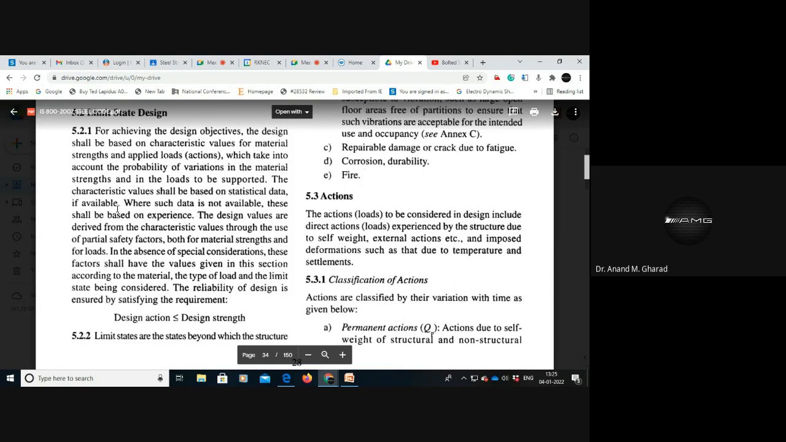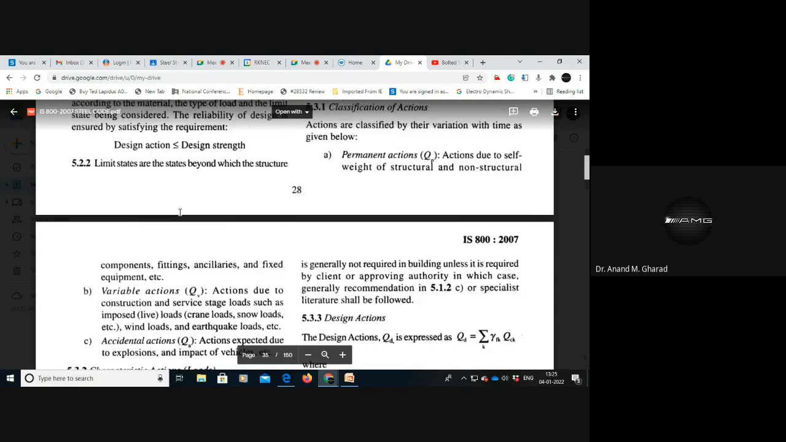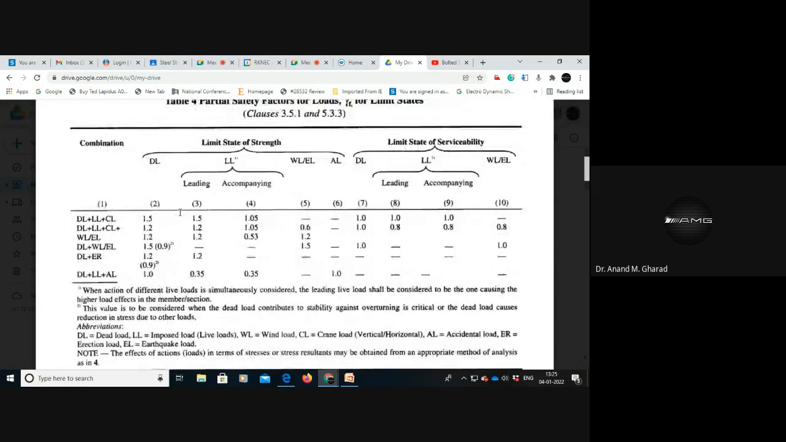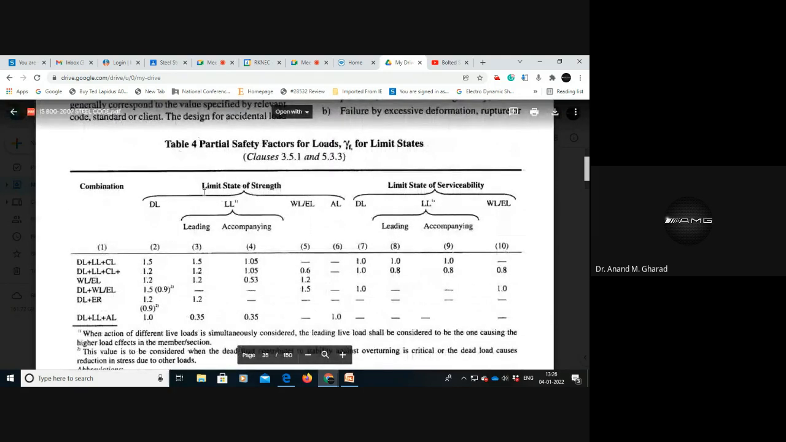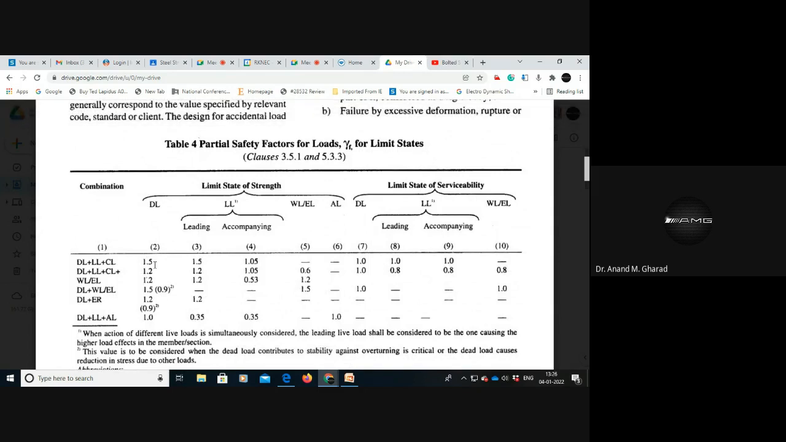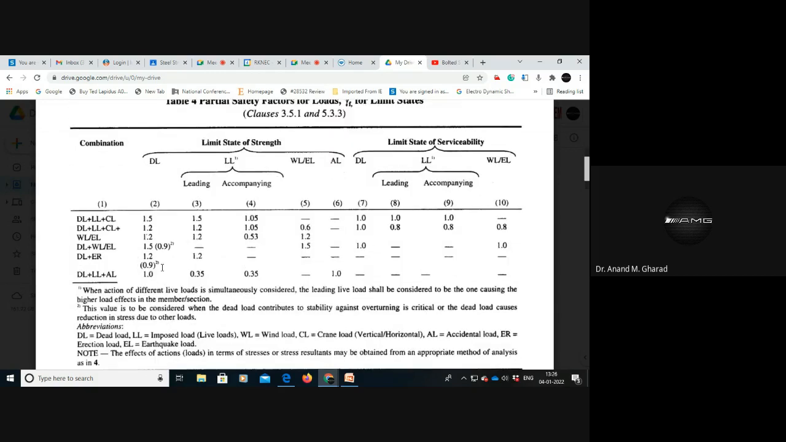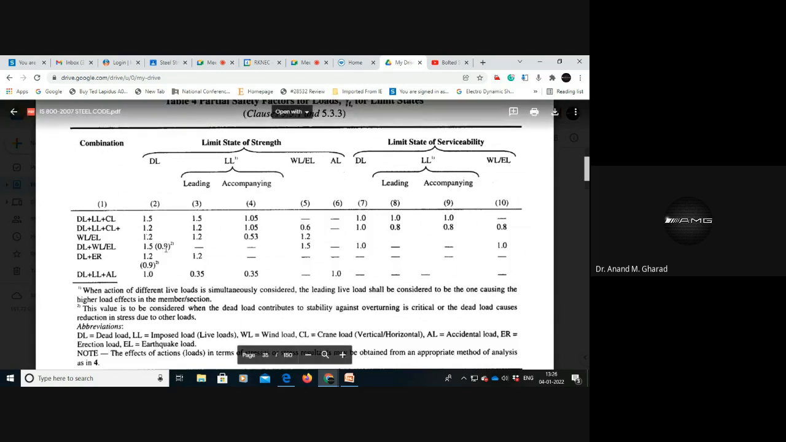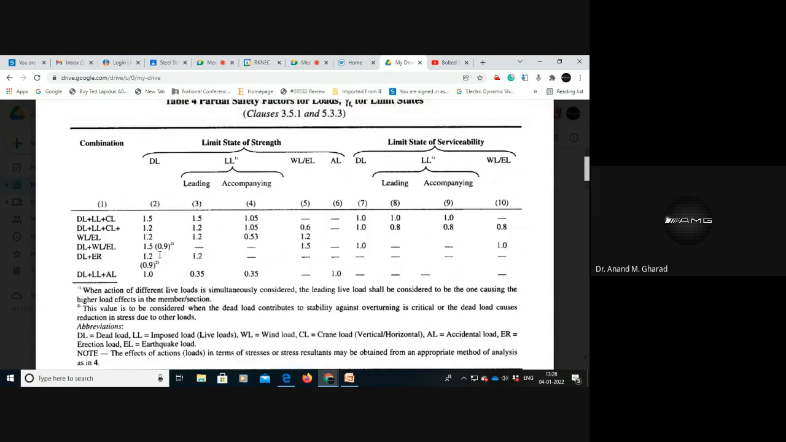So if you remember, I will just browse that table wherein the partial safety factor values are given. So it is over here. This is very important, Table number 4. So look here: 1.5, 1.2, 1.2, 1.5. One combination has to be considered for 0.9. It is reduced. Okay? Most of the time you will find that these partial safety factor values for dead load and live load are increased. For one condition only, it is decreased. That is 0.9.